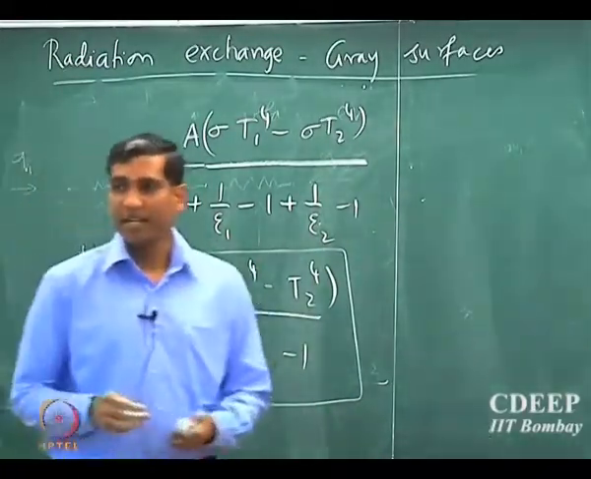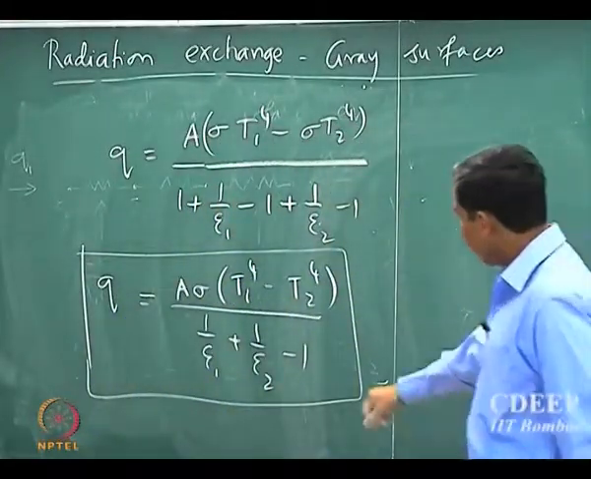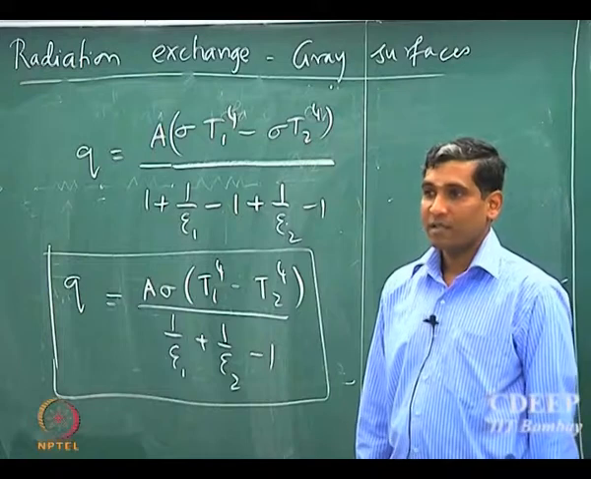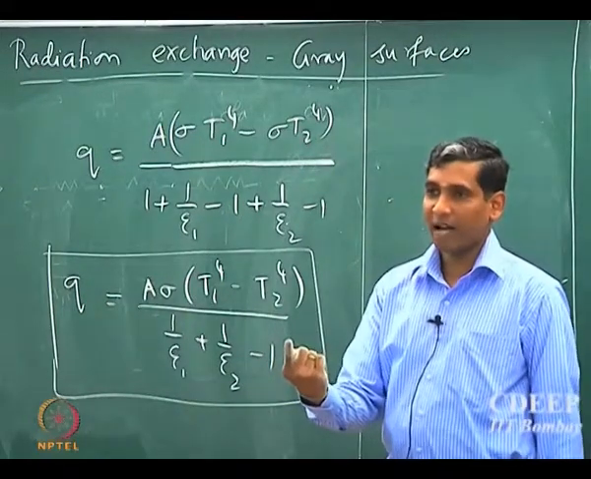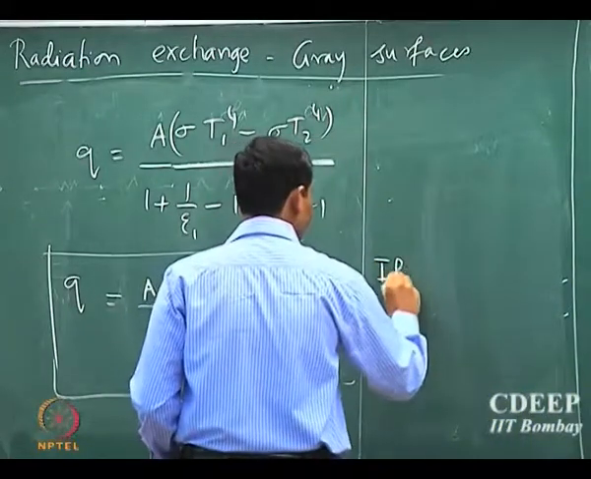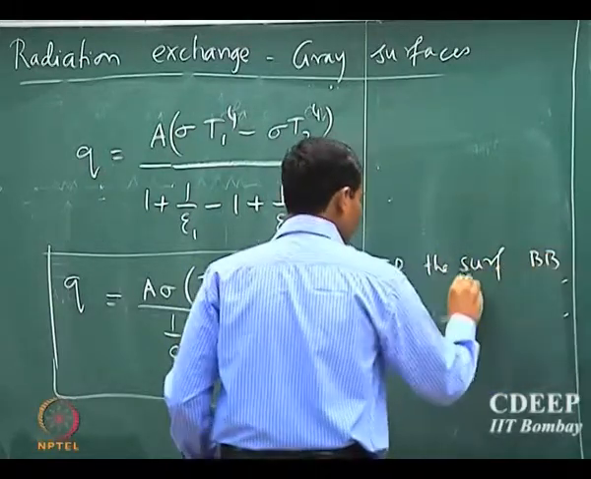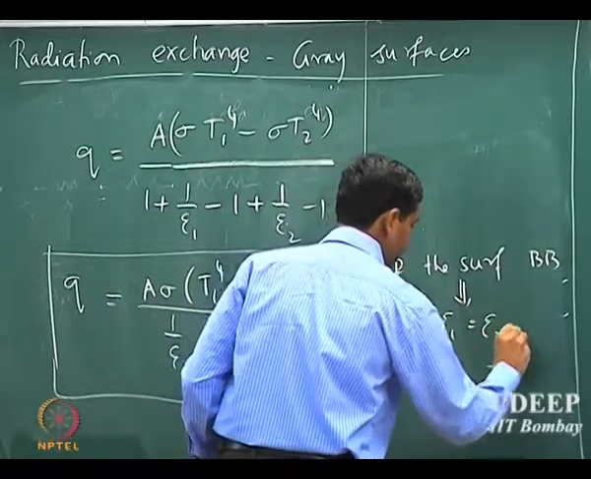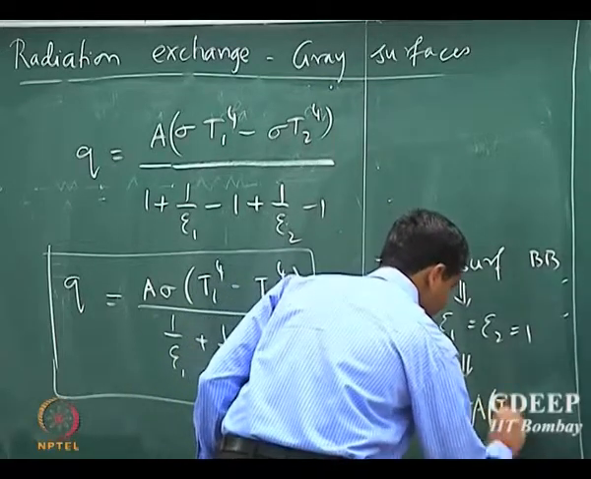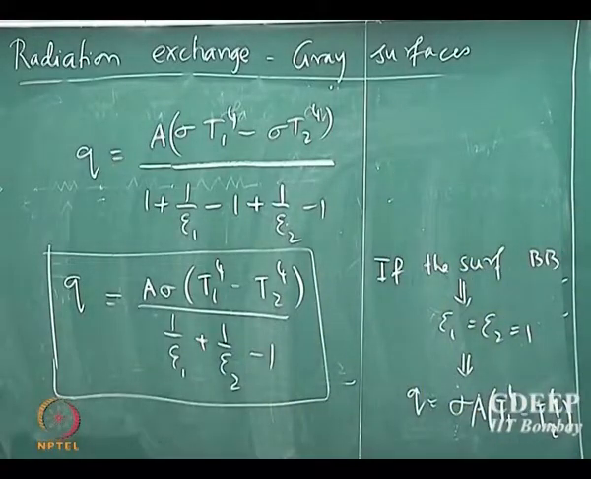So, that is the net radiation exchange between two grey surfaces. Note that if they were to be a black body, what will happen? The emissivities are 1, right? If it is a black body, emissivities are 1. So if the surface is a black body, then emissivities are 1, and so this will simply become sigma A into T1 to the power 4 minus T2 to the power 4. This is the classical relationship that all of you have seen, right?